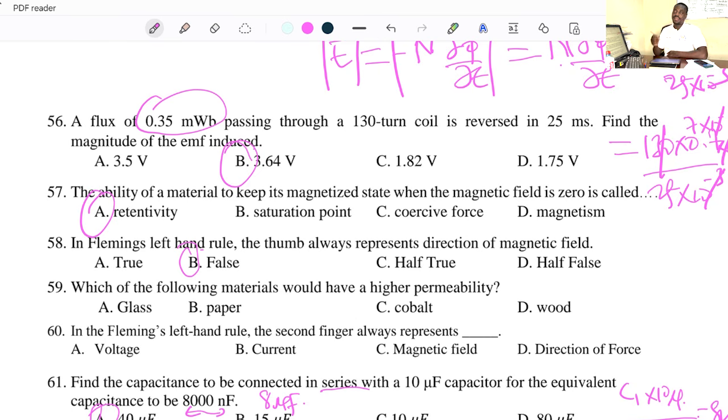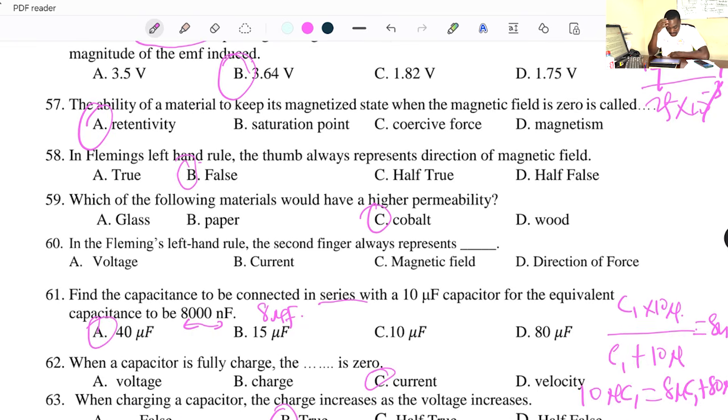Which of the following materials would have a higher permeability, right? Any material that has a high permeability means you can easily establish a magnetic field in that particular material. So that would just be a ferromagnetic material. Glass is not even a magnetic material, so it's wrong. Paper, the same thing. Wood, so the answer here is cobalt. C.